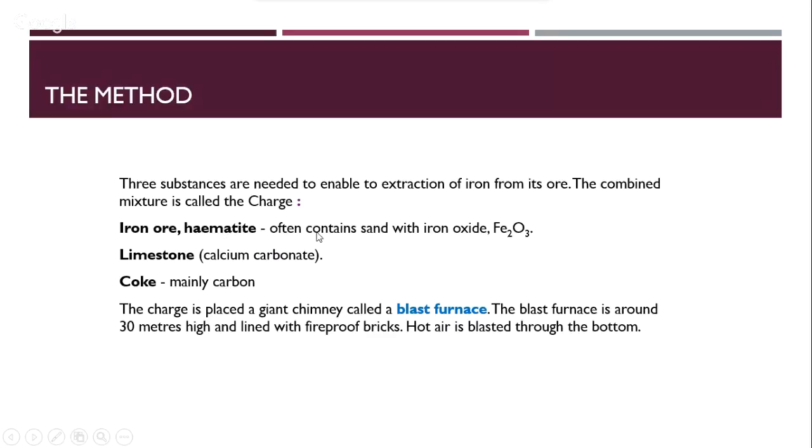So what we do is we mix this hematite with limestone and coke, which is mainly carbon, and then we put this charge. This entire thing is called a charge, and this charge is then put through a giant chimney which is called a blast furnace. It's very tall.